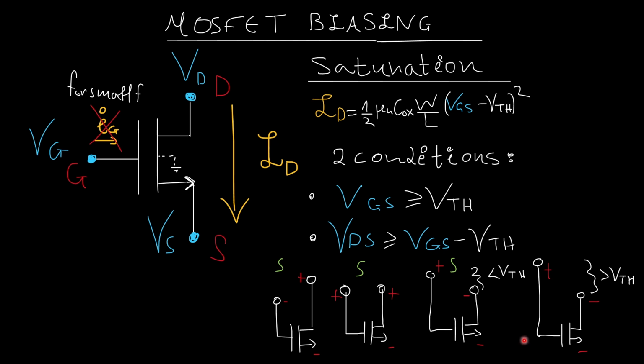But if the gate voltage was higher than the drain voltage by more than VTH, well, this would mean that we would be in the linear or the triode region. The device would be going crazy, would not be very useful, the gain would be tiny, the device would be dead.